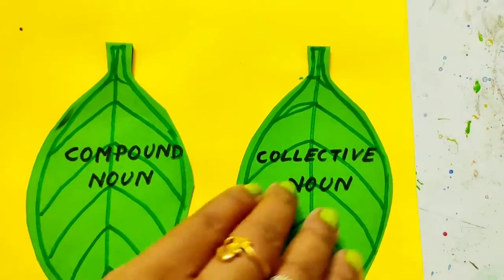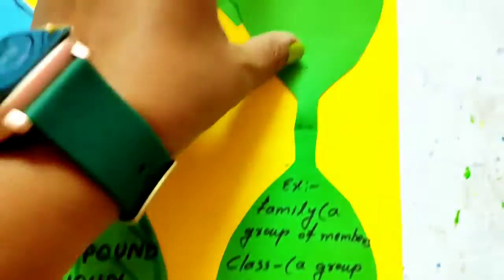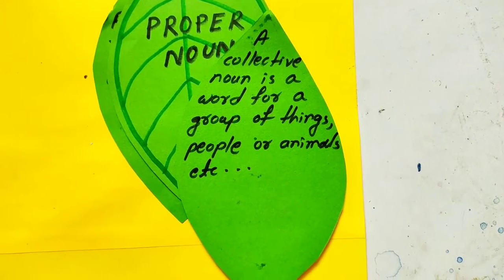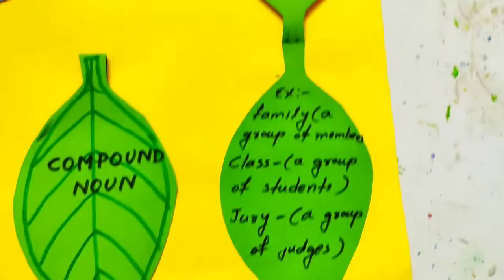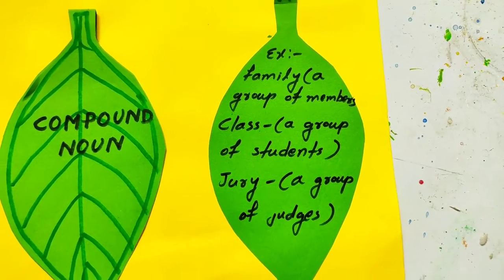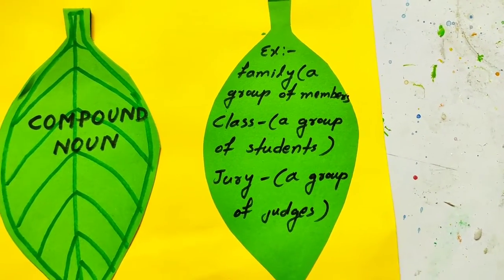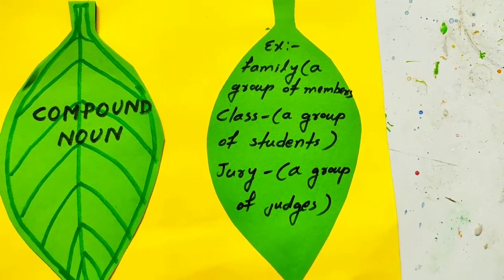Then collective noun. A collective noun is a word for a group of things, people or animals. For example, family, a group of members, class, a group of students, jury, a group of judges.